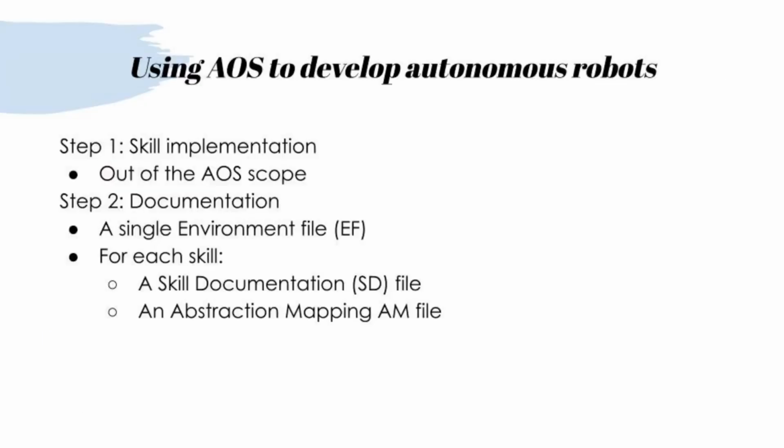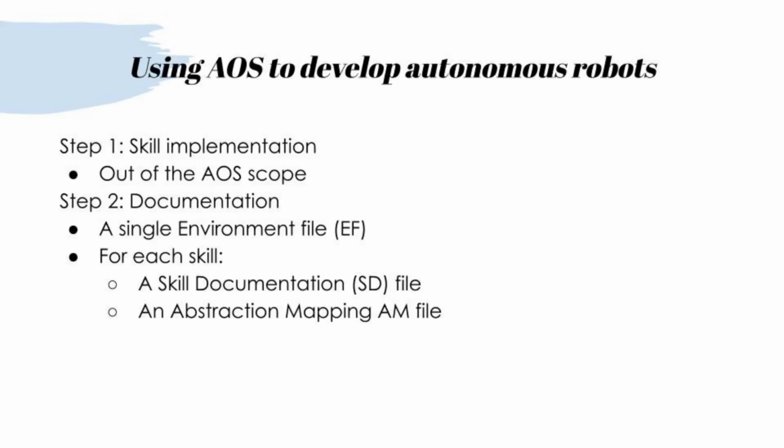So how do we use the AOS to develop an autonomous robot? The first step is implementing basic robot skills like navigation, object detection, or arm manipulation. These are out of the system scope. The next step is documenting the skills and environment. An environment file is used to specify the skill-independent aspects of the model. These include state variables, terminal states, initial belief, and state-dependent rewards.